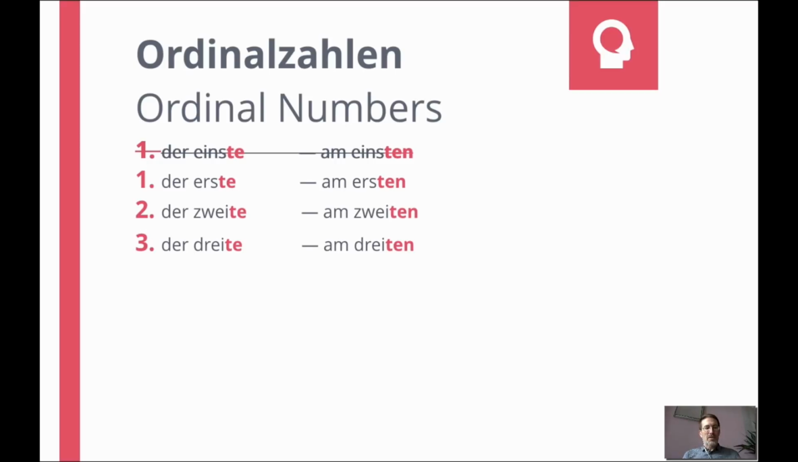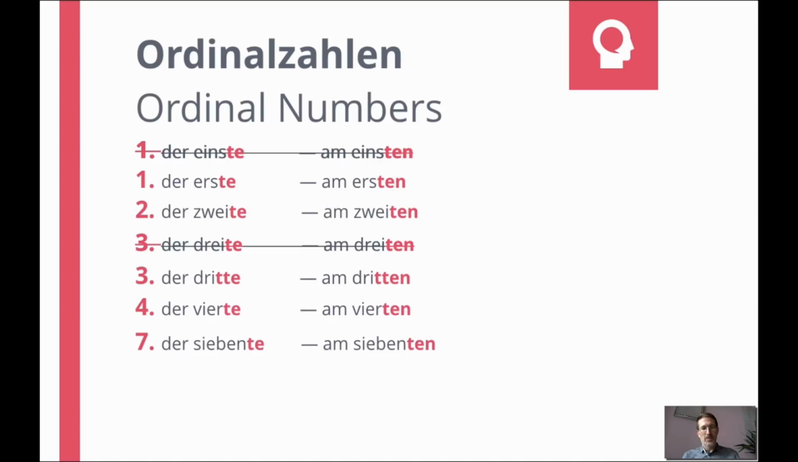Now, for the third, like in English, you change. You don't say the threeth. We do the same like the English do. We kind of change things. We kill the e and double the t, so we have der dritte am dritten. Fourth is quite normal, der vierte am vierten.